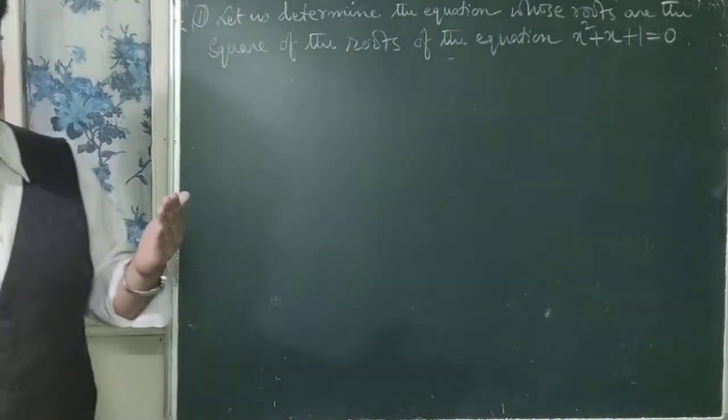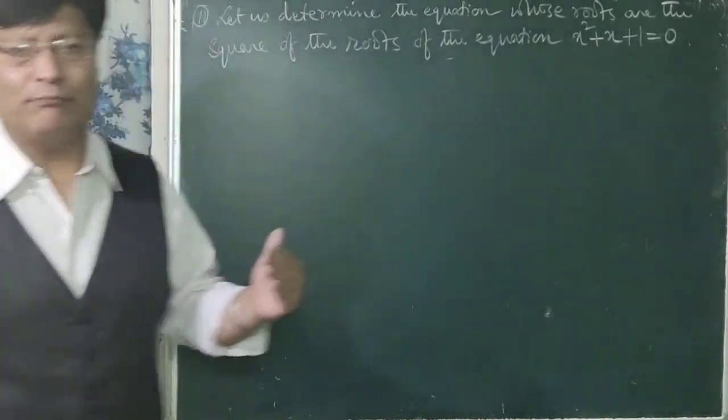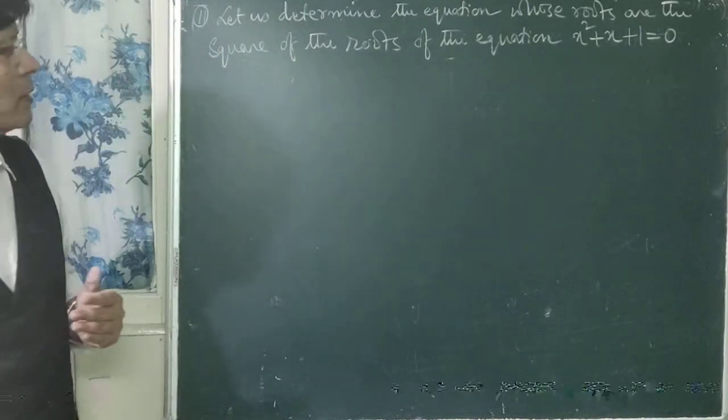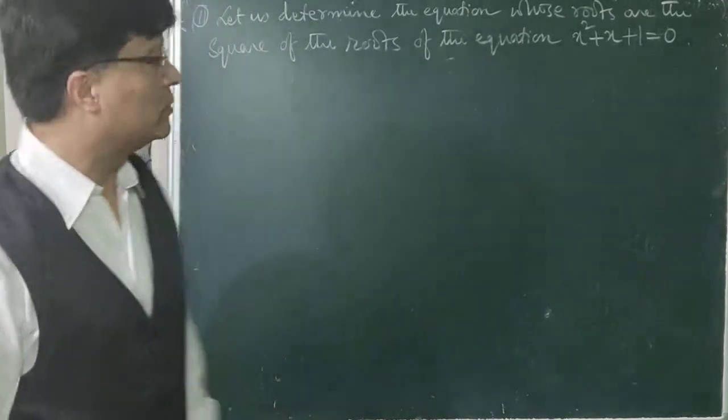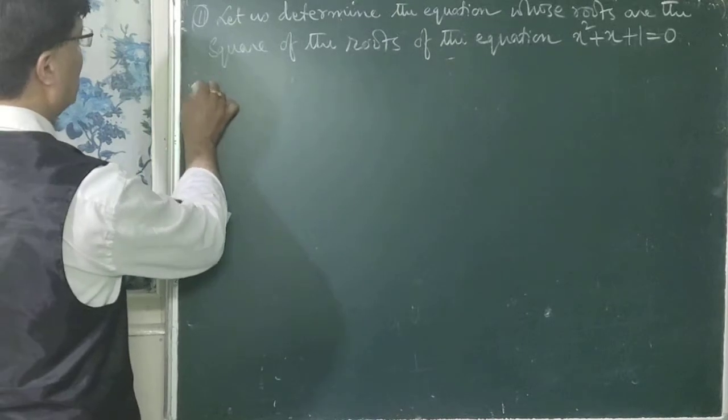And you have to form the quadratic equation whose roots are alpha square and beta square, right? So let us assume the roots of the given quadratic equation. Now solution.